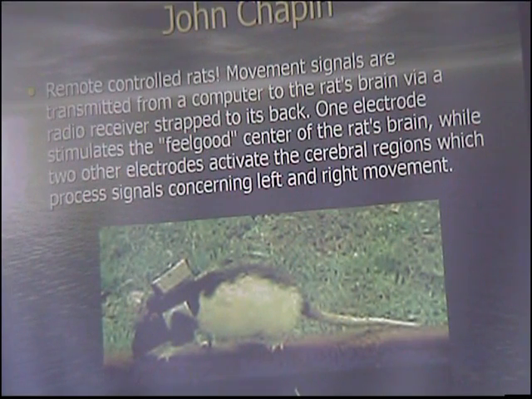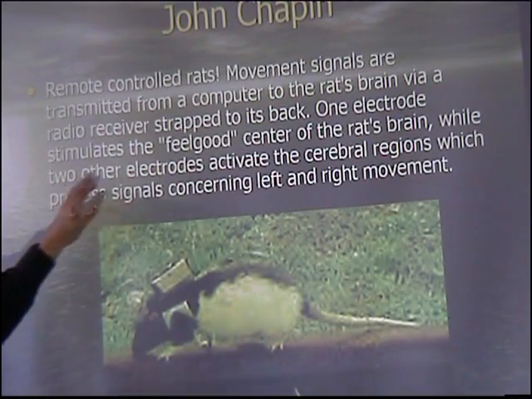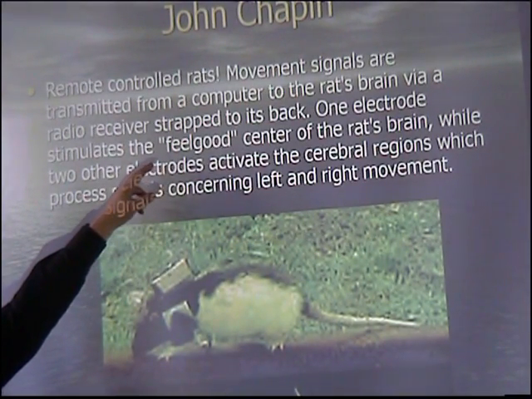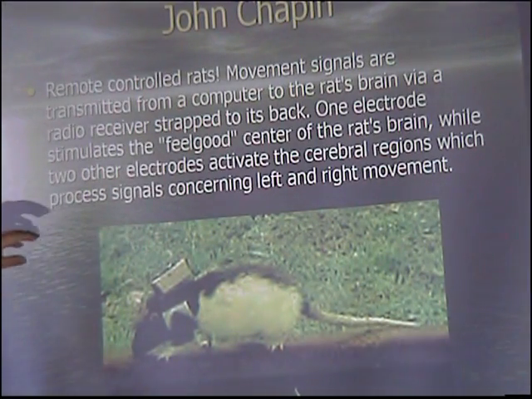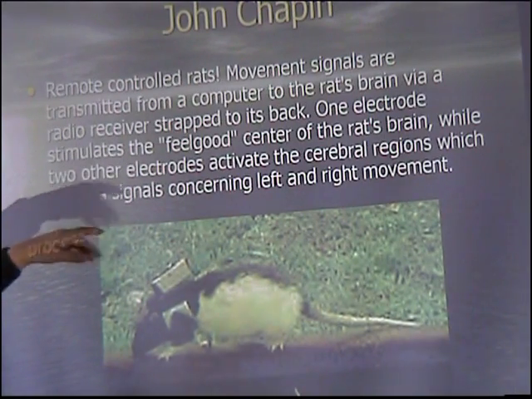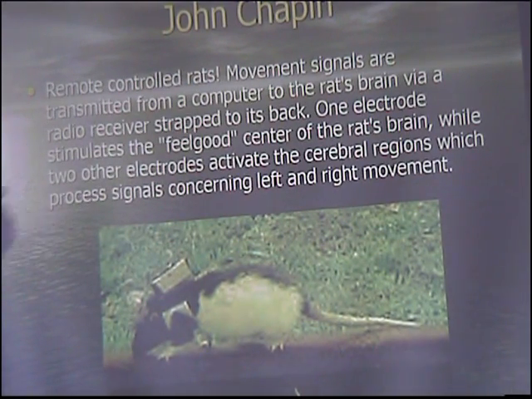brain. He describes it as one electrode stimulating the feel-good centre. It's positive to say it's a feel-good centre. Two other electrodes activate things to do with left movement and right movement, with the idea that at a particular point where the rat is, if they can send a signal, this feel-good signal, to get the rat to want to move to the right or want to move to the left, then that's what the rat will do. He calls them stimulus cues.